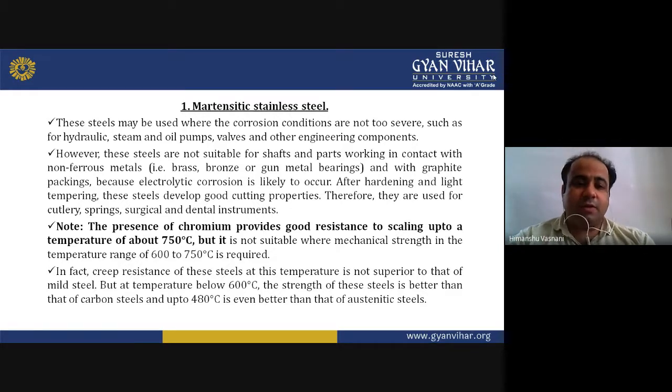But at temperatures below 600 degrees centigrade, the strength of these steels is better than that of carbon steel, and up to 400 degrees centigrade it is even better than that of stainless steel. Okay, it is just giving you a slight variation of what is applicable at what temperature. So just go to the next slide.